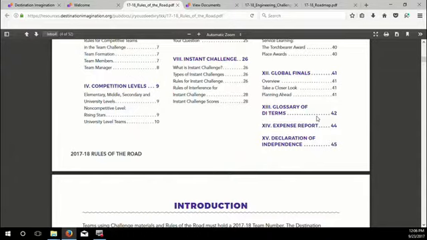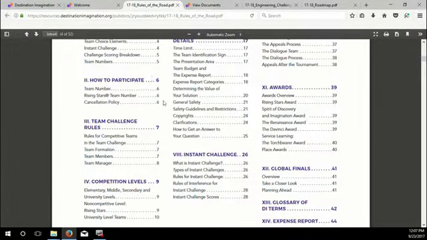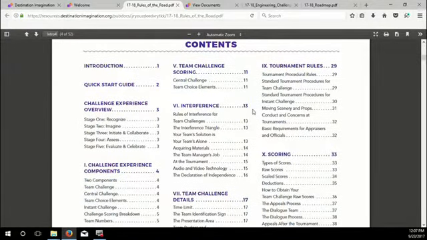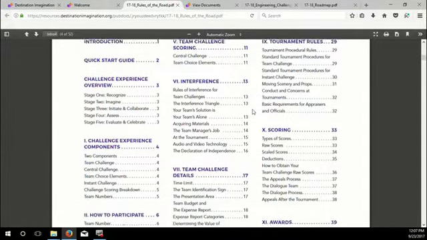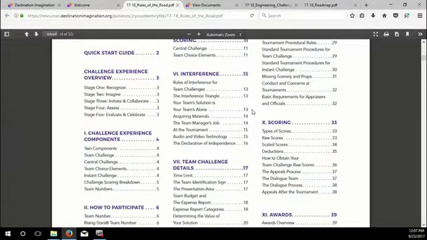There are also two really important forms at the end of the Rules of the Road. One is the expense report, which is discussed in detail in the how to value your solution section, and the other is the Declaration of Independence. The Declaration of Independence is about interference. The expense report is all about determining the value of your solution. It's important to pay attention to the rules of the road, but again, just concentrate on the parts that you need now, and we'll see you at training.